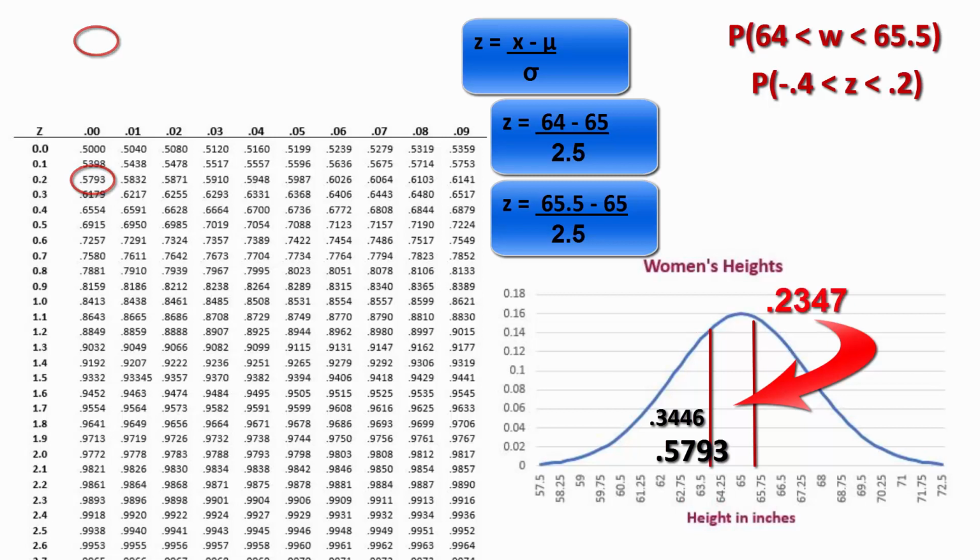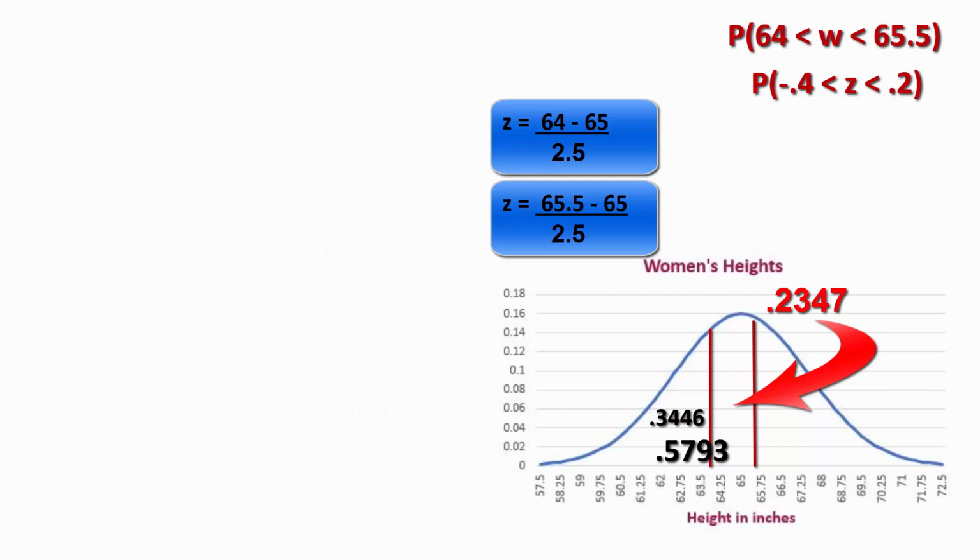AP insists that you are able to justify your answers in order to earn the maximum number of points. Be in the habit of showing work to find z-scores and indicating we want the proportions in between or below or above, like we see here.